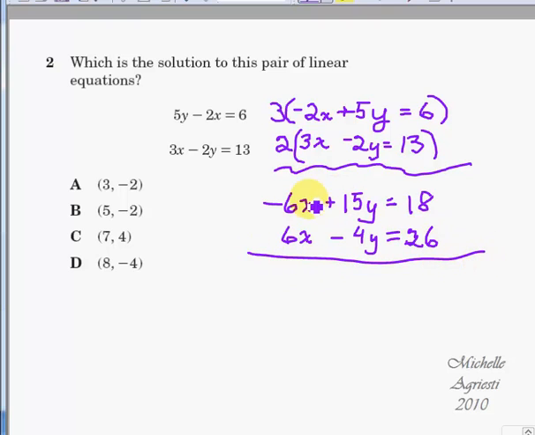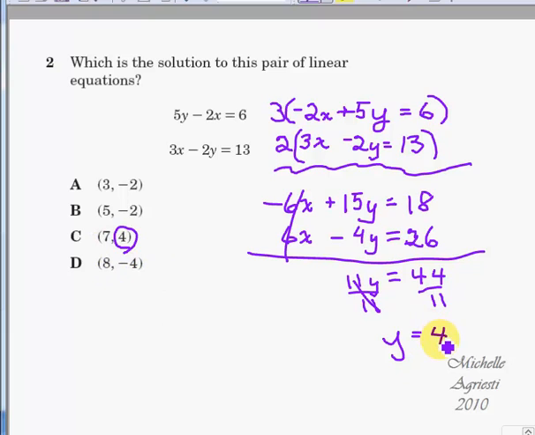Now let's add these together. Those cancel. 15y minus 4y is 11y. 18 and 26, there's 30, 44. And we would divide by 11. And we now know what y is. y is 4. So notice only one answer has 4 in it, and we already do know the answer from the previous video.